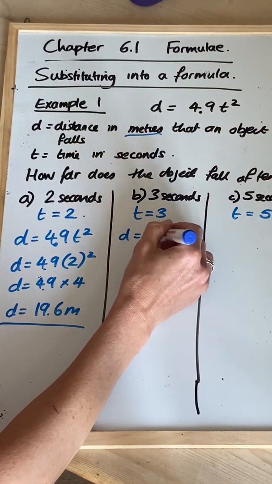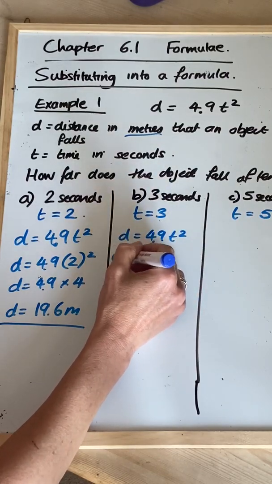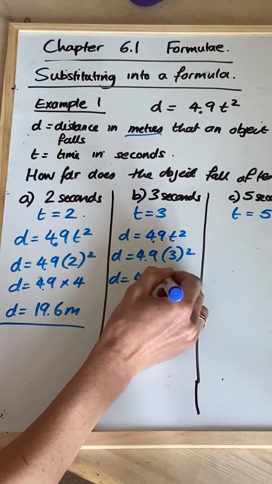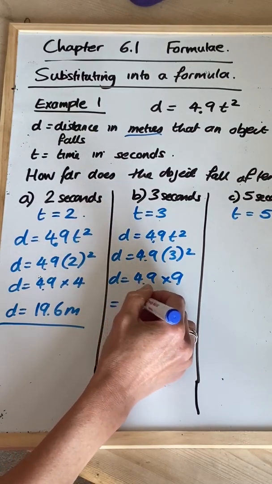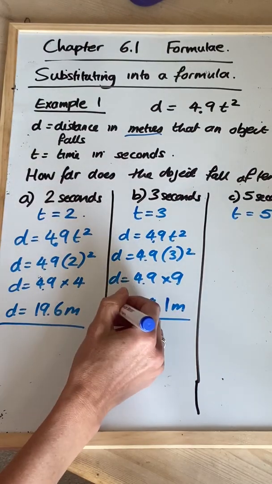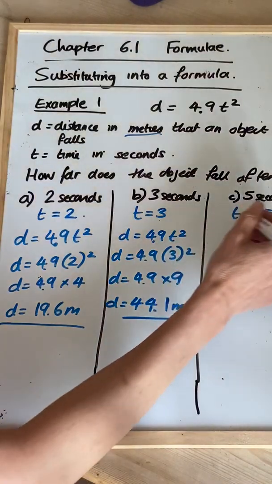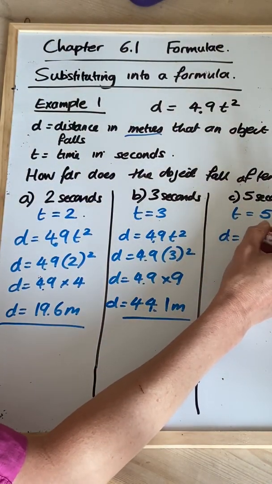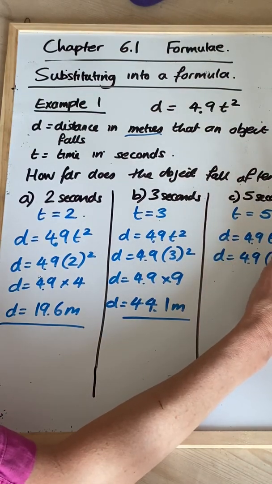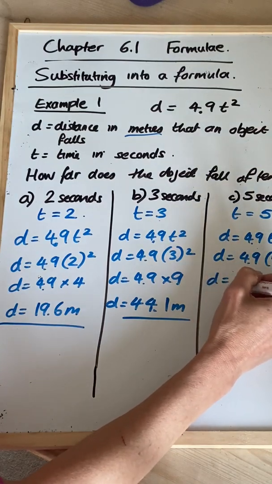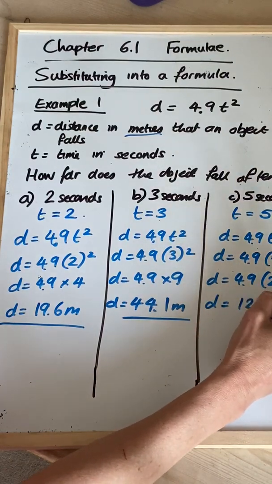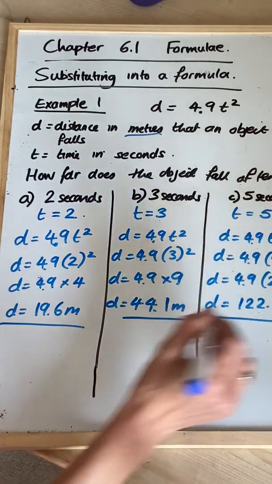So d equals 4.9 t squared, d equals 4.9 times 3 squared, that's 4.9 times 9, that's 44.1 meters. I'll make that a d equals. And then for t equals 5, d equals 4.9 t squared, so d equals 4.9 times 5 squared, d is 4.9 times 25, so d equals 122.5 meters.